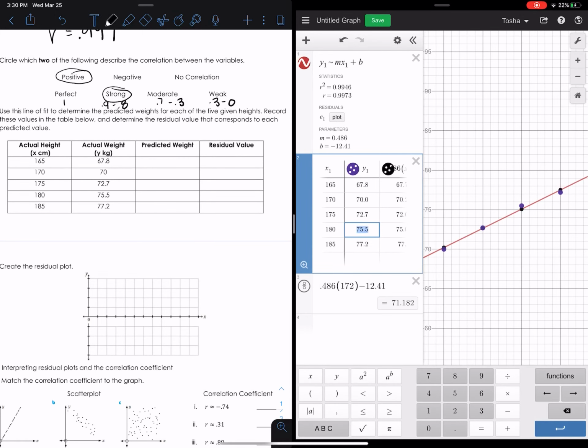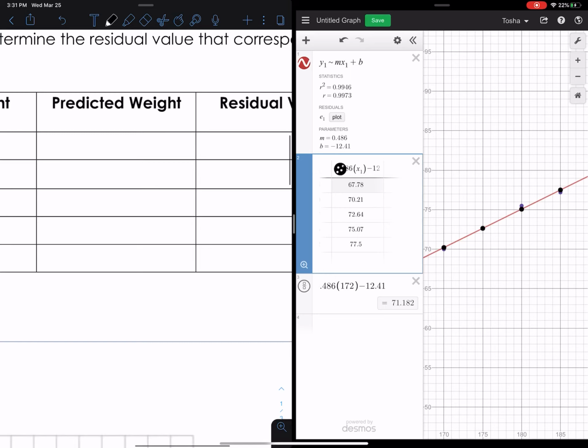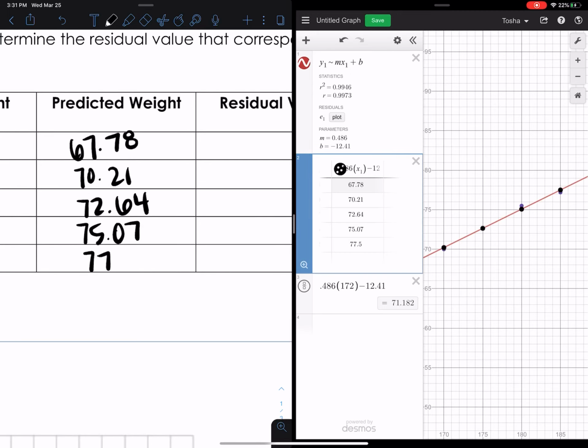These are our predicted weights. So our first one is 67.78, 70.21, 72.64, 75.07, and 77.5.